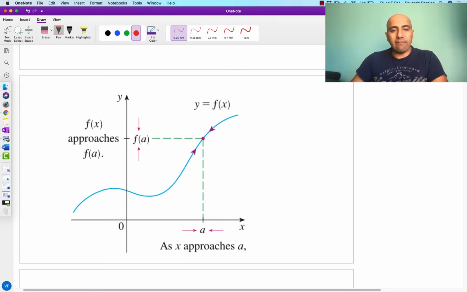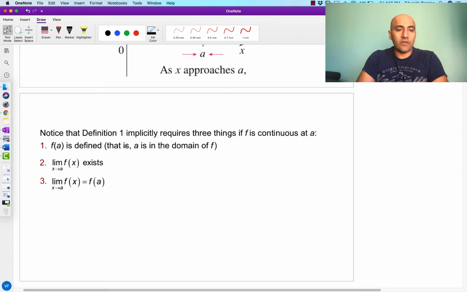Again, looking back at our picture, we get to conclude that f of a is a valid result, that it exists. We can input a into our function and get some sort of valid output. The limit exists as x approaches a. We can see that the output values are approaching this result right there. And finally, that they equal each other: the limit as x approaches a of f of x equals f of a. So all three of these pieces must be true.